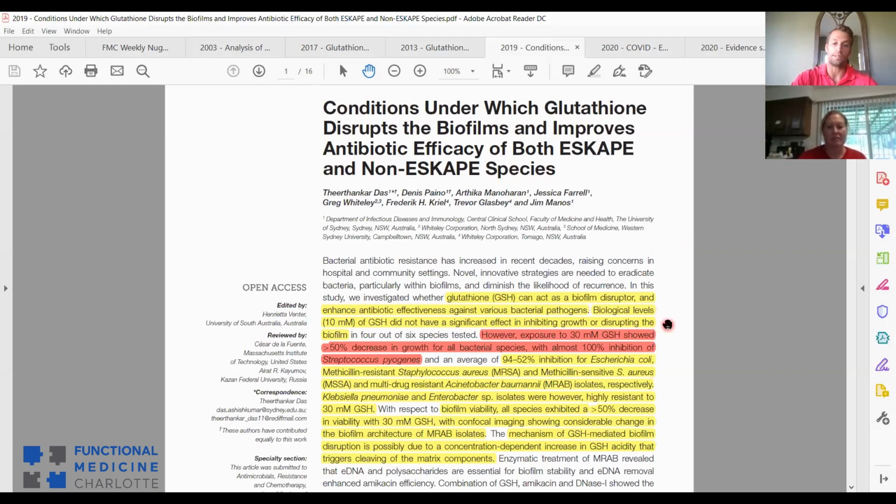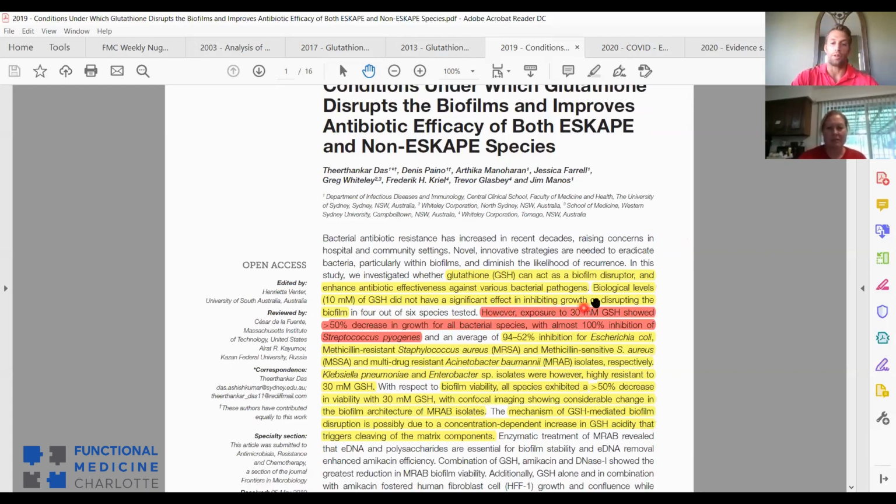Well, this study shows us that levels of 30 millimoles of reduced glutathione or higher cause a 50% or more decrease in the growth of all bacterial species and their biofilms. So when they just gave 10 millimoles of glutathione, it didn't have an impact on inhibiting growth of the infections or disrupting biofilms. When we brought people's levels up to 30 millimoles or more, now we have a 50% or more decrease in the growth for all bacterial species and a significant reduction in biofilms as well.